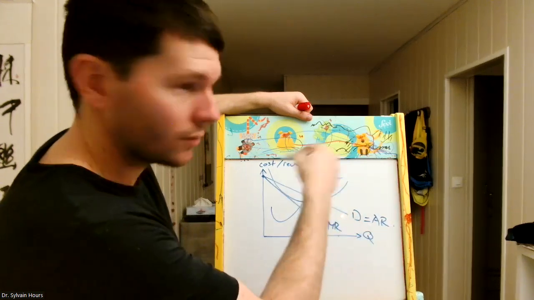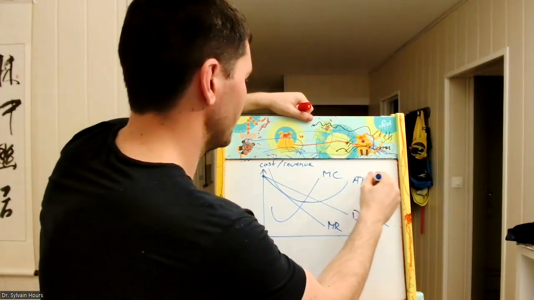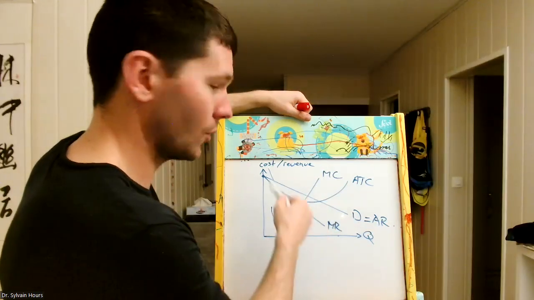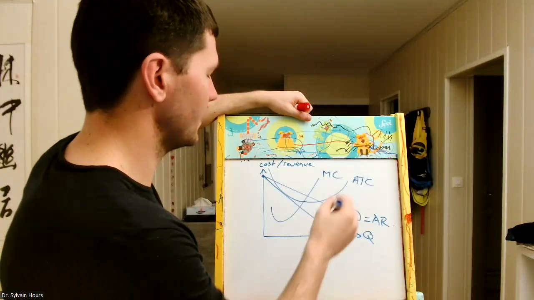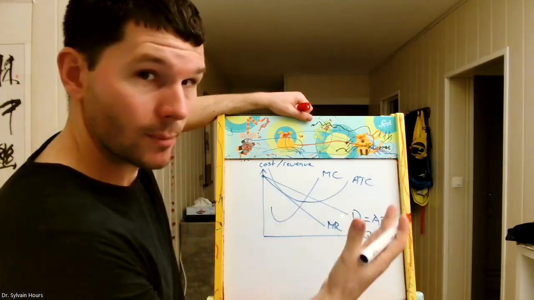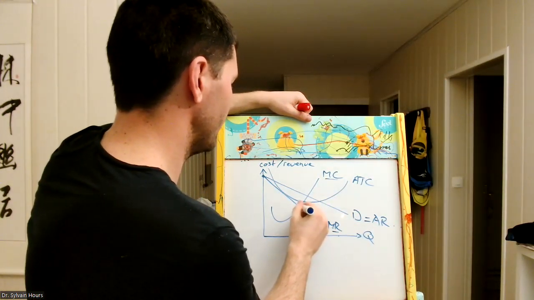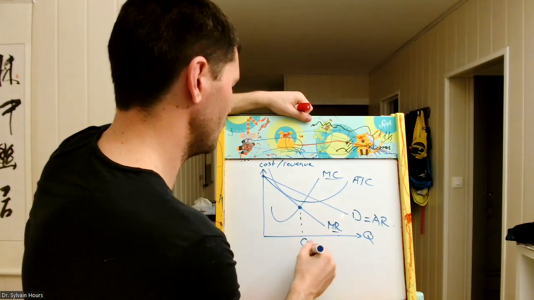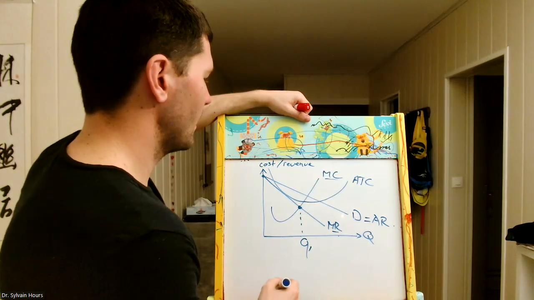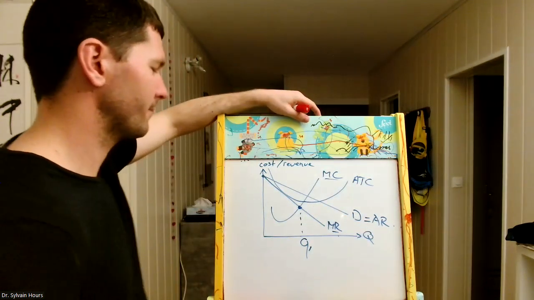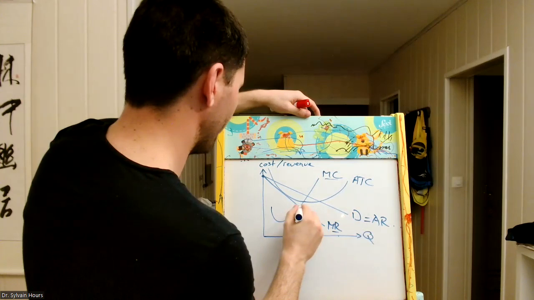Again, don't forget to label your curves, U-shape for your average total cost curve and make sure the marginal cost cuts ATC in its middle. So, economic optimum, MC is equal to MR. MC, MR, boom, right here. That's Q1, why not?